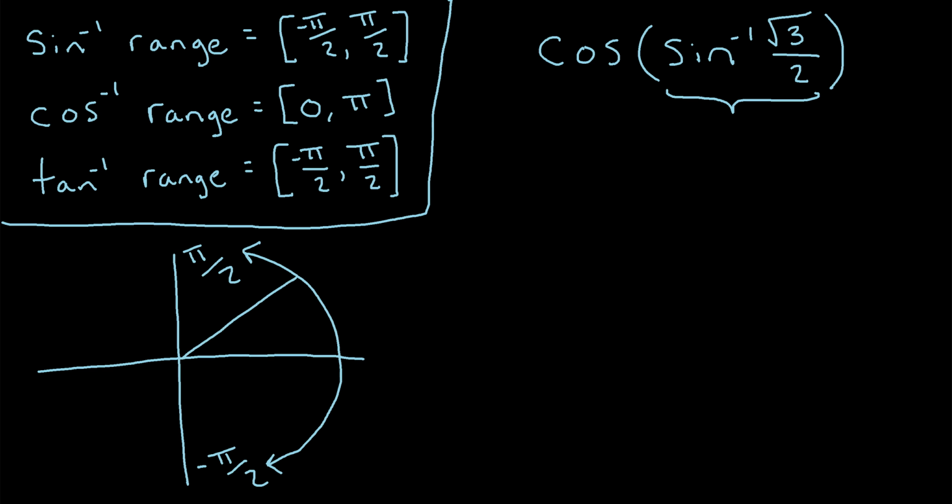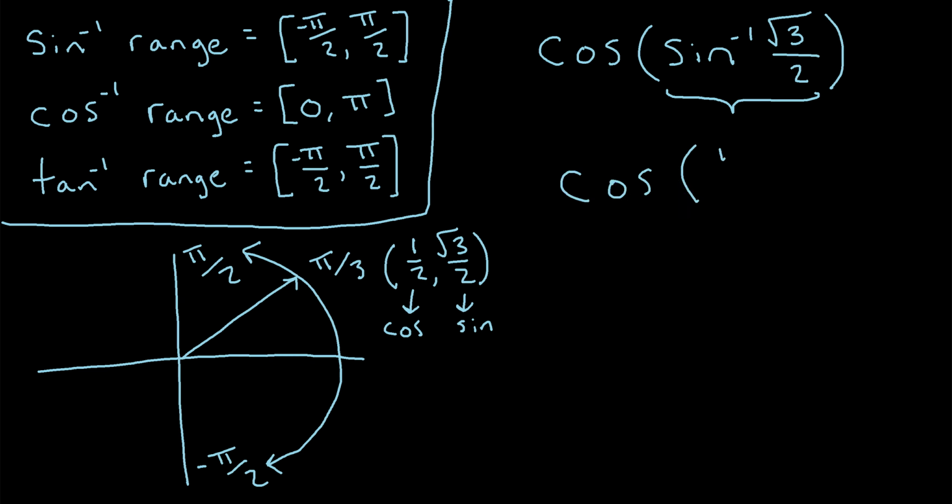Well, if you think about the angle pi over 3, what are the coordinates for that angle? That would be 1/2, square root 3 over 2. And remember, the x-coordinate corresponds to cosine, while the y-coordinate corresponds to sine. So this angle has a sine value of square root 3 over 2. So the inverse sine of root 3 over 2 is just pi over 3. So this whole expression becomes the cosine of pi over 3.